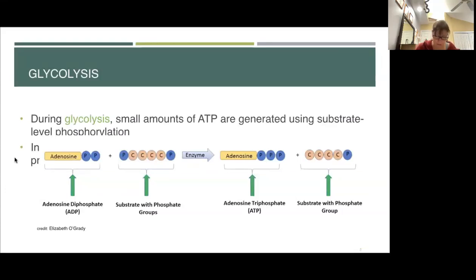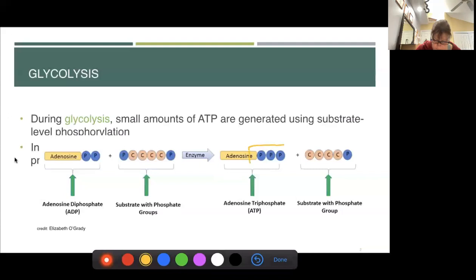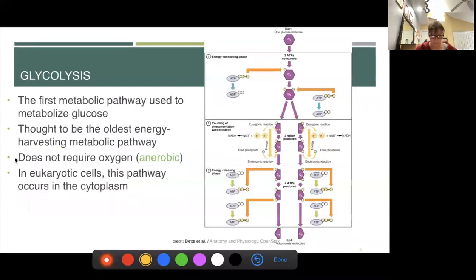make ATP. So when we talk about ATP versus ADP, remember ATP has 3 phosphate groups versus ADP has 2. And so what we're going to end up doing is pulling the phosphates off of our substrate and phosphorylating, sticking them onto ADP to make ATP. So this process is called glycolysis.